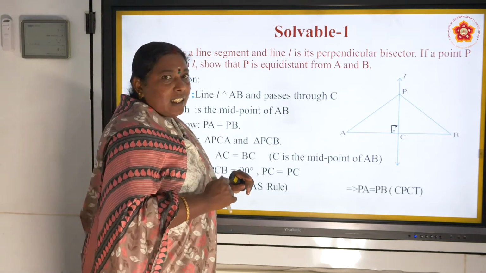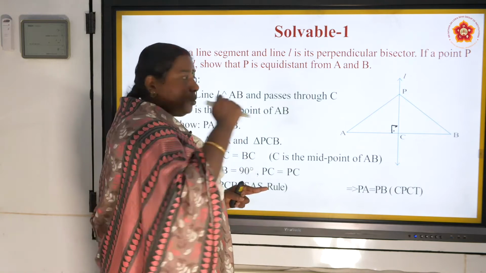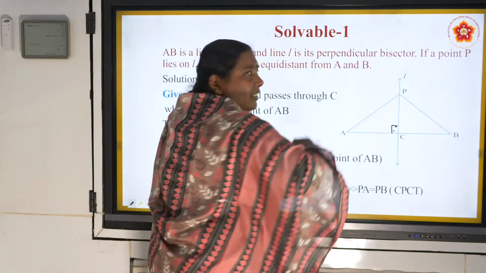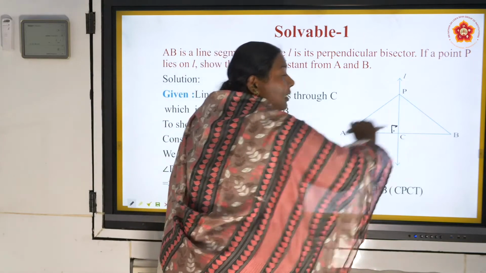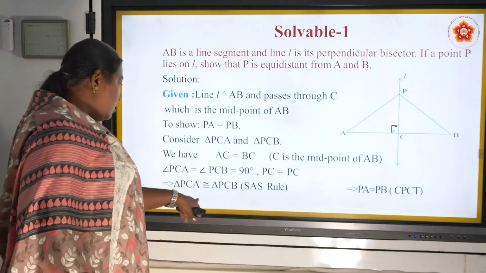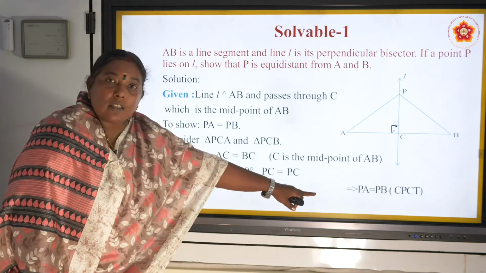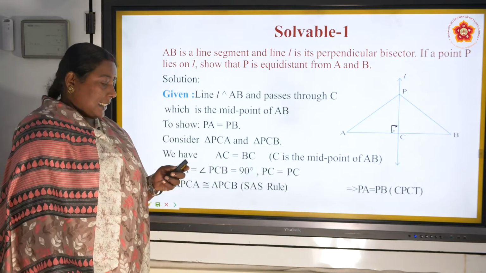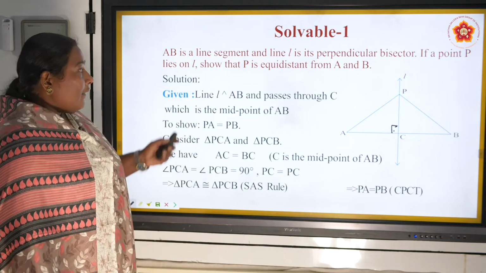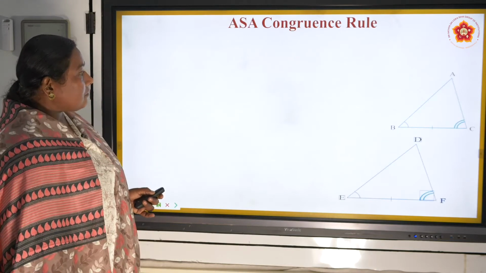So what he is telling, if two triangles are congruent, you can tell all the other sides, all the other angles are equal. Who is the other side? PA and PB. I can tell that also equal. So I told PA is equal to PB easily with the help of CPCT. I think you understood this. Let us see the next.